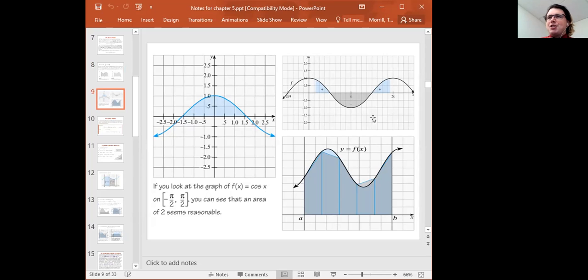This was a consequence of the choice of our approximation, right? If we take all the heights from the function itself, what do we do with negative heights? Well, that would mean subtracting area.